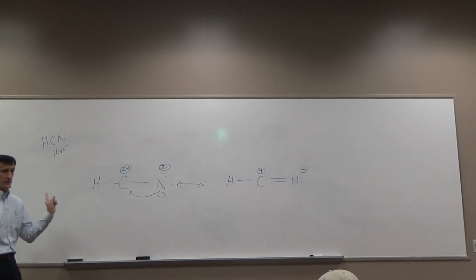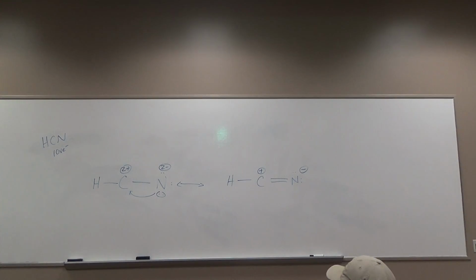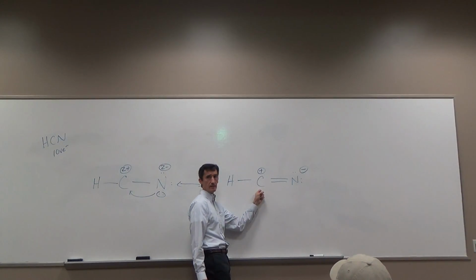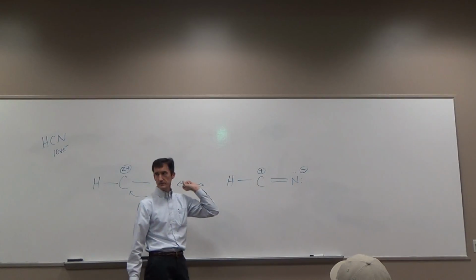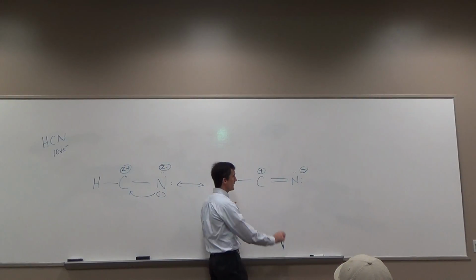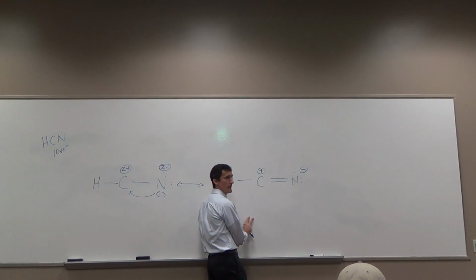Here you go. Making another bond got us to plus and minus instead of 2 plus 2 minus. Do you like this structure? Carbon still does not have an octet. Nitrogen has an octet in both structures. But we're trying to make sure carbon also has an octet. What can we do? Triple bond.